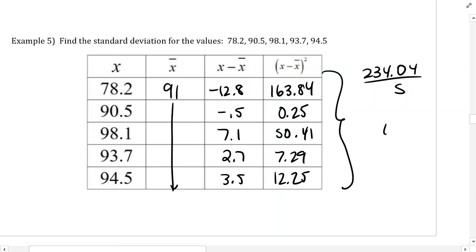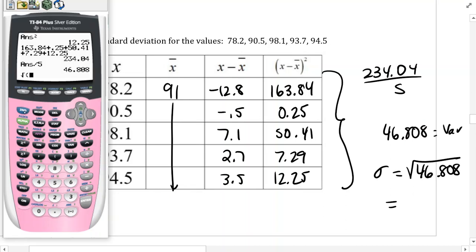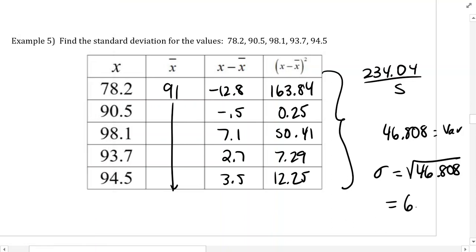All right, divide by 5, 230.8, and 46.808. So this would be our variance. And that means our standard deviation is going to be the square root of that, which is 6.842.